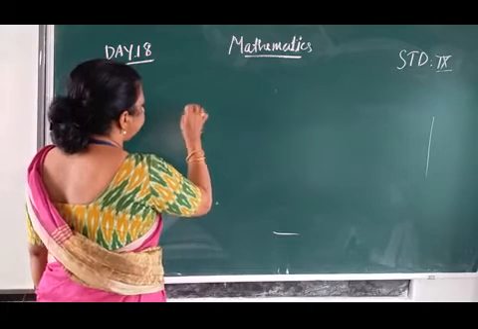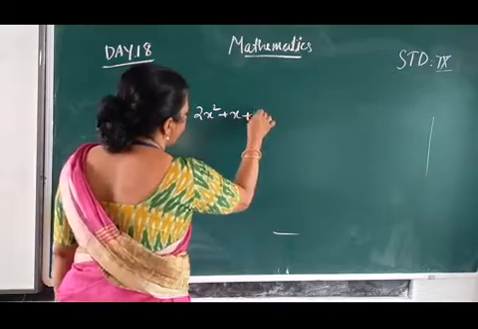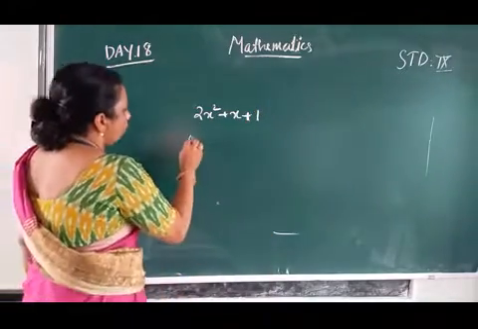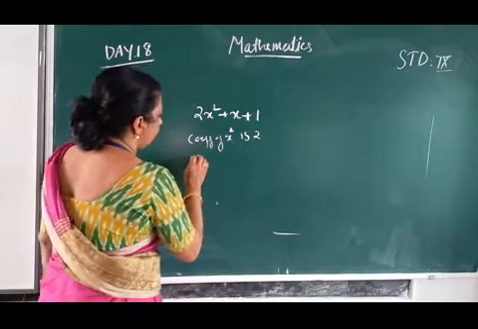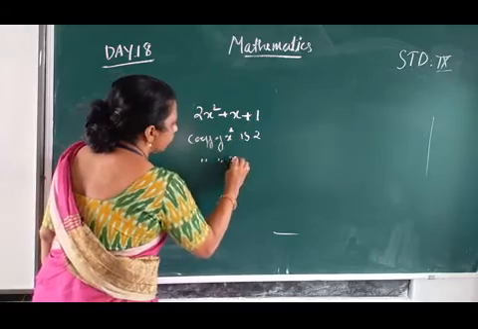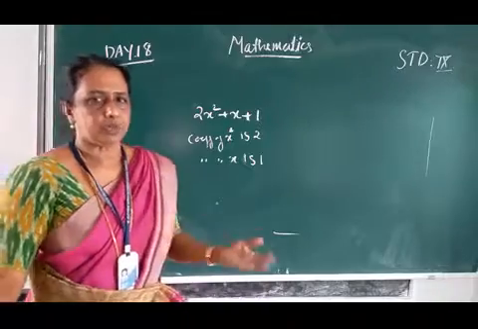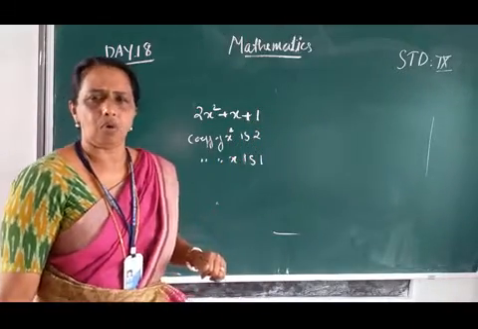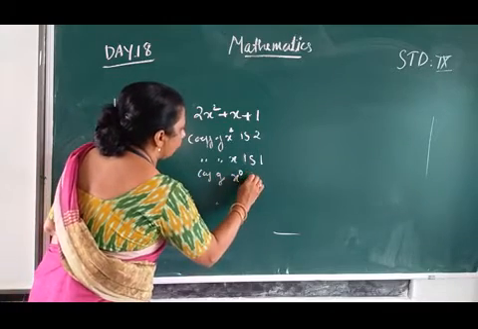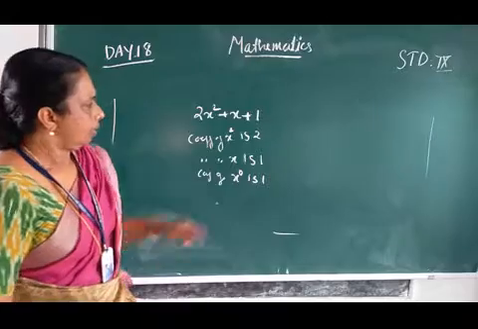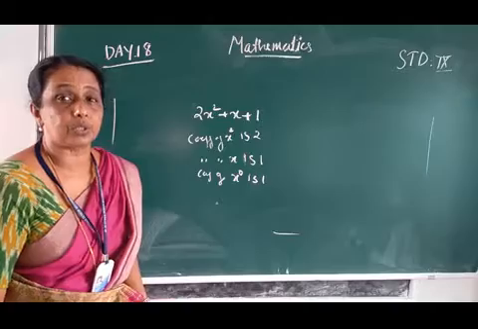A polynomial: 2x square plus x plus 1. Here the coefficient of x square is 2 and the coefficient of x is 1. I already explained that 1 is the constant, or we can say that the coefficient of x raised to 0 is 1. This is a constant. Also this 1 is the coefficient of x raised to 0.